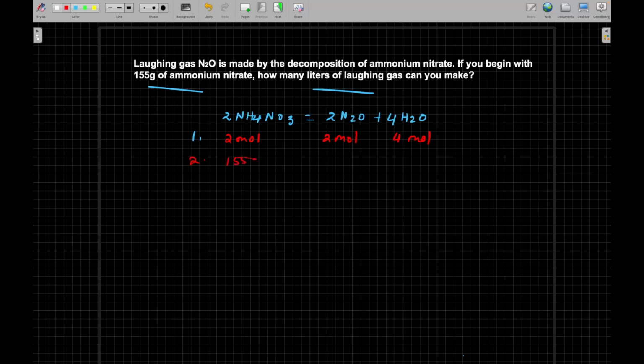that is 155 gram of ammonium nitrate is used in this reaction, but we don't have the volume information of the product. We need to find out the volume information of nitrous oxide. So we see that the gram information of ammonium nitrate is given. We need to convert it into the mole information. So for this we need to apply the mole island concept.